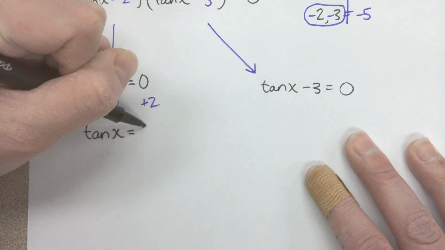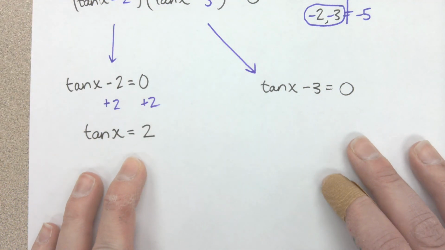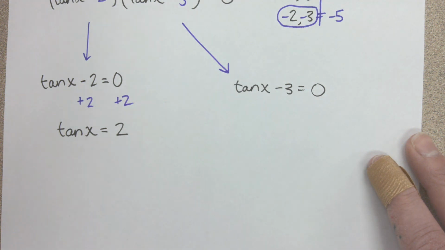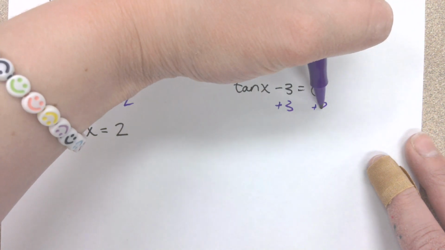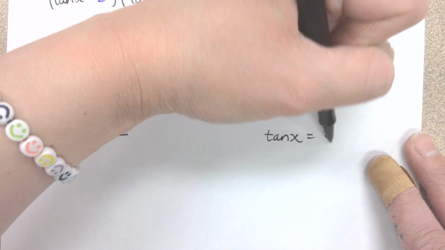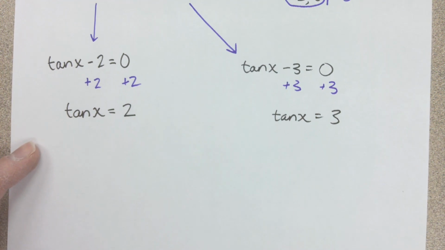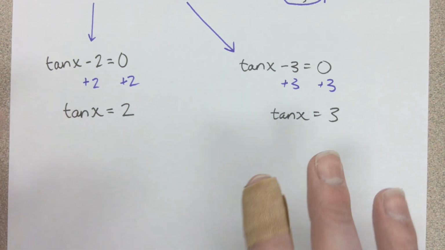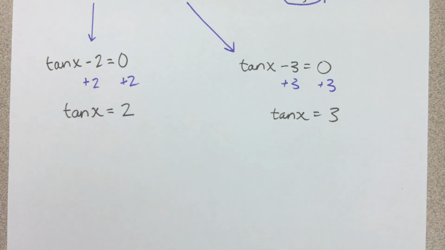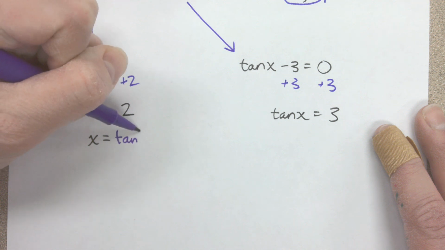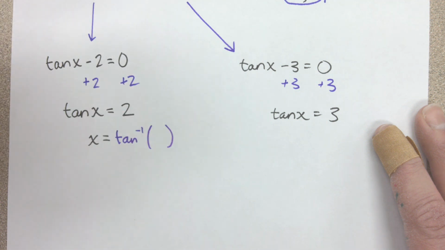Tangent of x is equal to 2. And I will pause there for now. I'll return in just a moment. Tangent of x minus 3 equals 0. Just add 3 to both sides. Tangent of x is equal to positive 3. This is where you'll need your calculator. We need to algebraically solve for x. We can't just look at the unit circle. So the left equation first, we have x equals inverse tangent of 2.